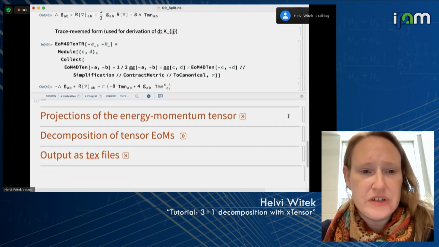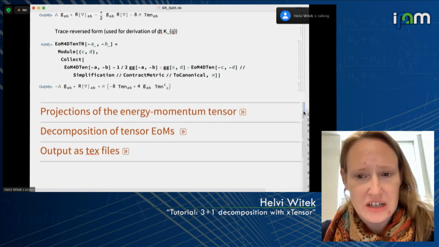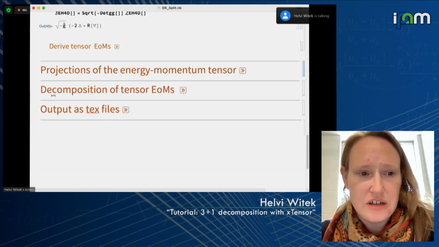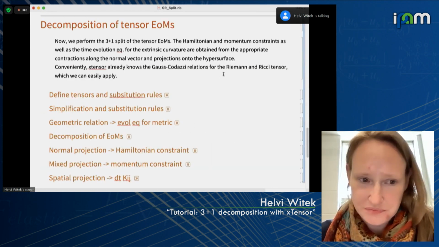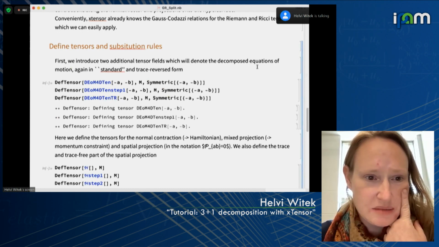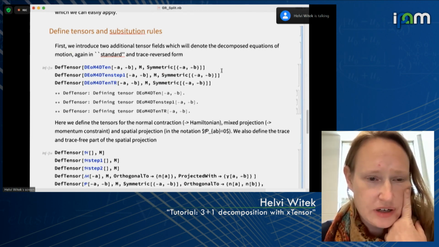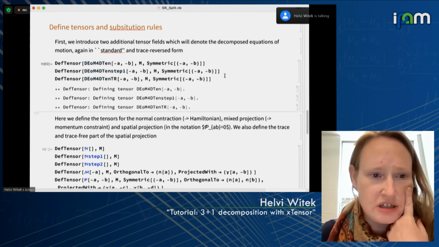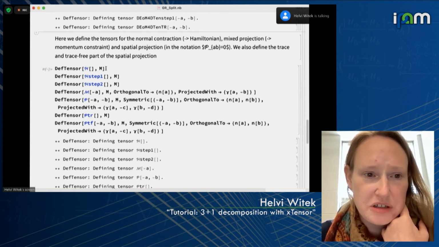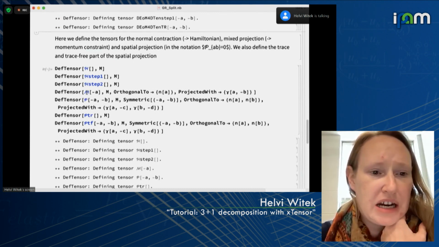let's not go over the projections of the energy momentum tensor. We can just evaluate this. And we can continue down here with the decomposition of our tensor field equations. Again, I'm starting by just defining a few tensors and substitution rules. So we have one set of tensors for our field equations for the decomposition. We have here tensors that will become our Hamiltonian constraint, suggestively labeled as H. We have tensors that will become our momentum constraint, labeled as curly M here.